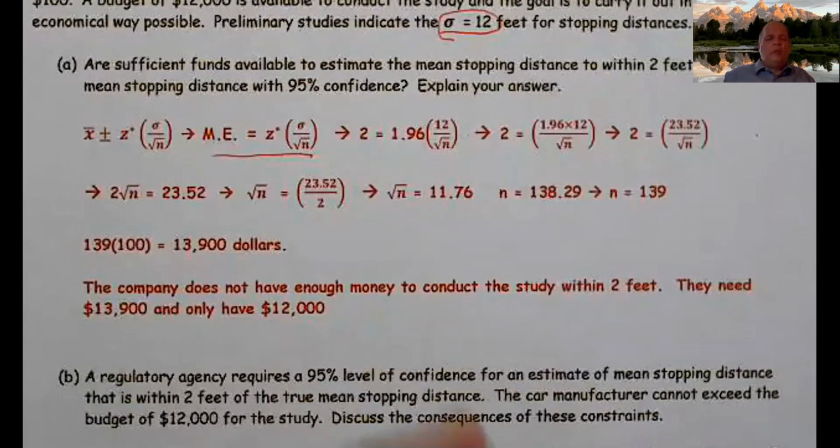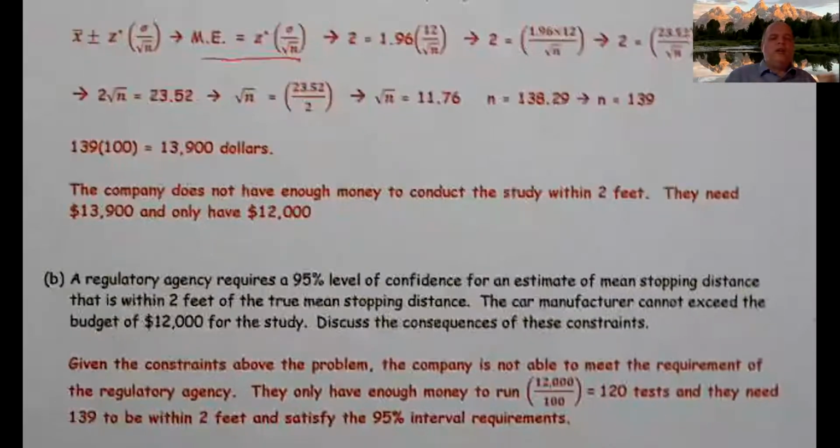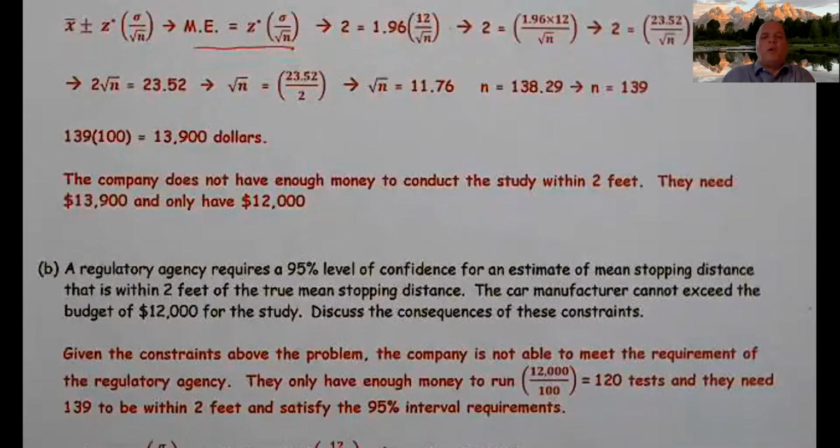We'll talk about this in just a moment, because I'd like to hear how you feel about this. I sit there thinking, I already answered this in part A, but they're obviously wanting something different. I don't even know what they want different. Since I don't know, I wondered how I can address the consequences. Given the constraints of the problem, the company is not able to meet the requirement of the regulatory agency. Well, duh, we said that before. They only have enough money to run 120 tests, and they need to run 139 within 2 feet to satisfy the 95% interval requirements. That's pretty much what we said in part A.